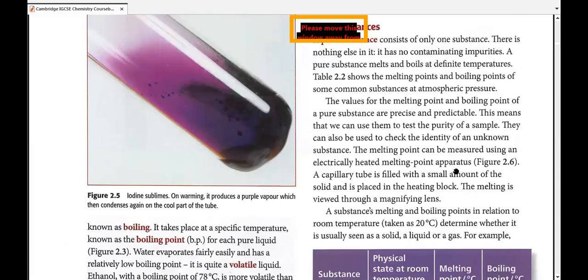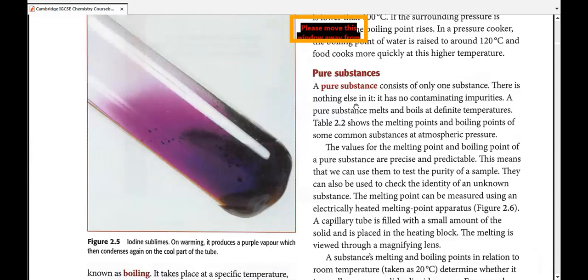Yesterday, we were discussing pure substances. It's very easy to define a pure substance as a substance which consists of only one substance, the substance under consideration. There is nothing else in it. And if there is something else, we call it an impurity. If there is nothing, we say that it does not contain any impurity. Hence, the definition of a pure substance.